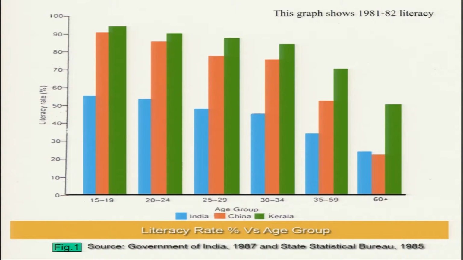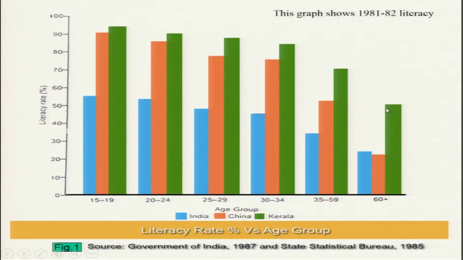For example, let us look at the figure for the 60 plus age group. Now, if we look at those who were in the 60 plus age group in the year 1980, 81, 82, look at the figure for India, China and Kerala. Now you see, India and China's literacy rate was almost similar. This age group at that time was at almost the same level, whereas Kerala's literacy rate was quite high.